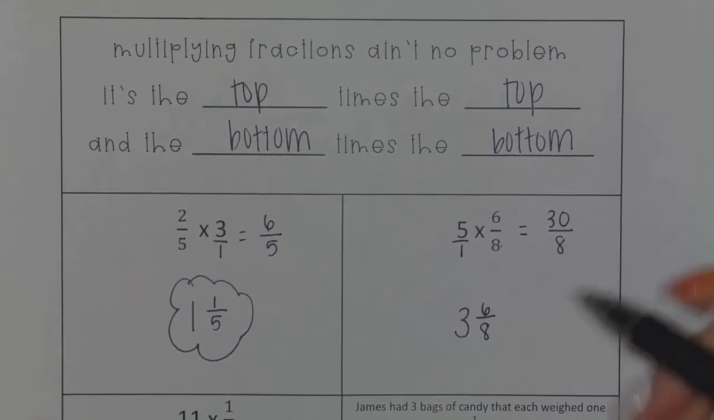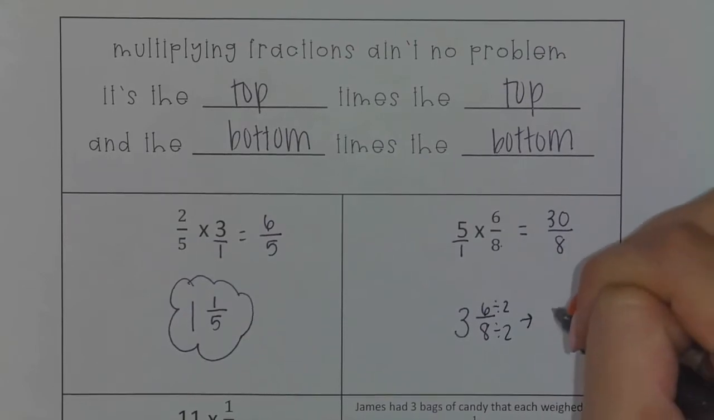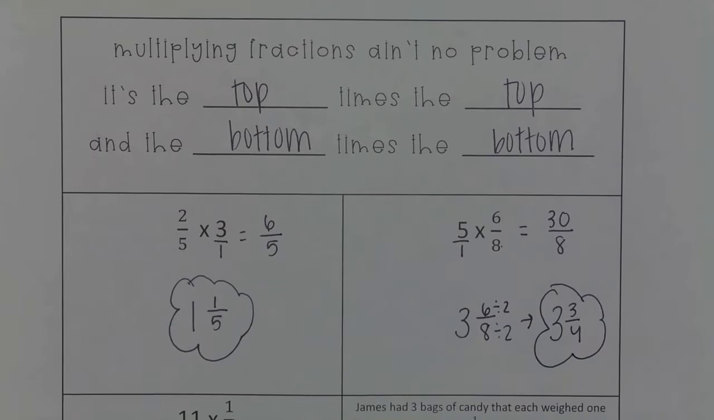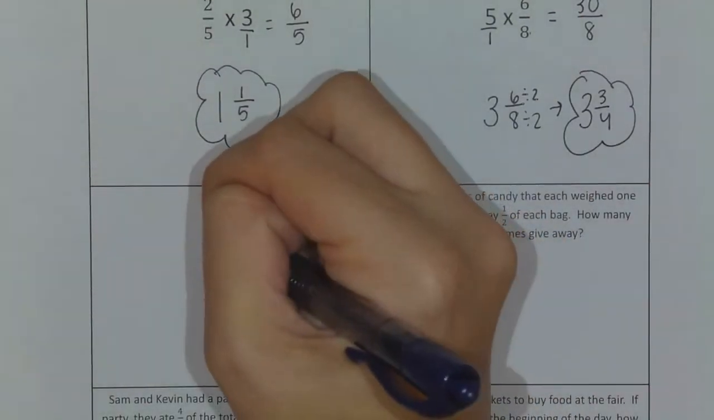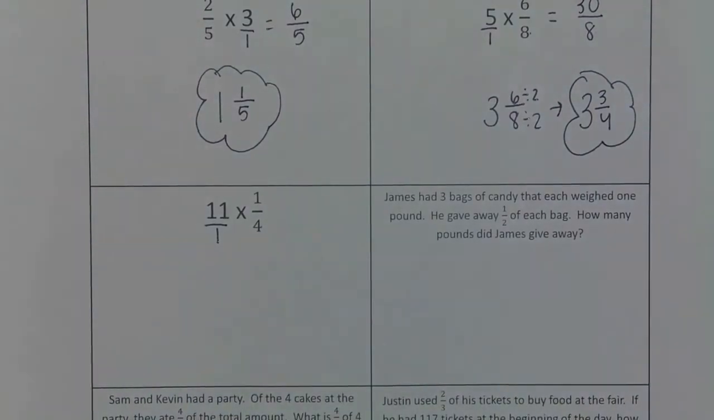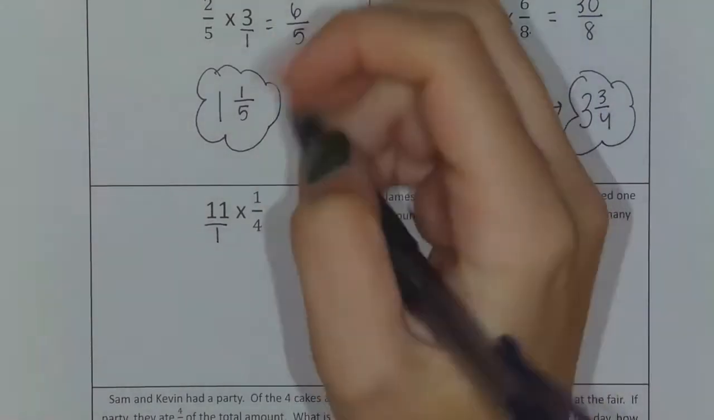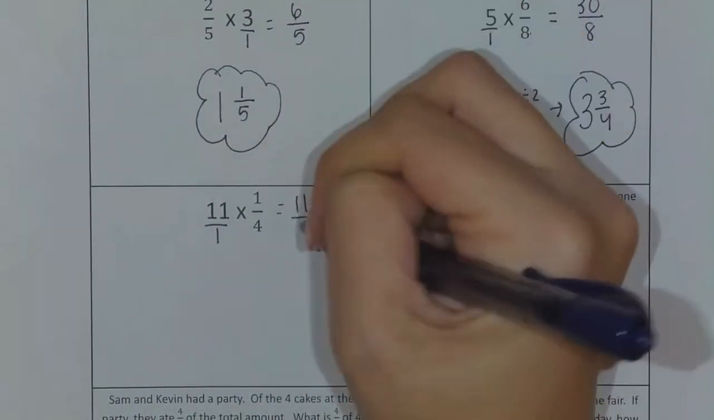But I can simplify 6/8. They both have a 2 in common. So this becomes 3 3/4. All right, I have 11 times 1/4. 11 is a whole number, so I'm going to stick a 1 underneath it. And I have 11 times 1 gives me 11. And 1 times 4 gives me 4.